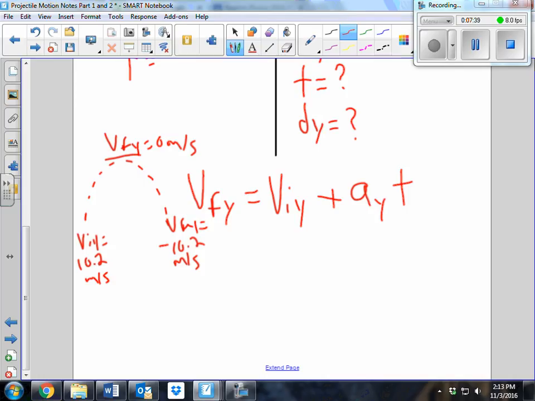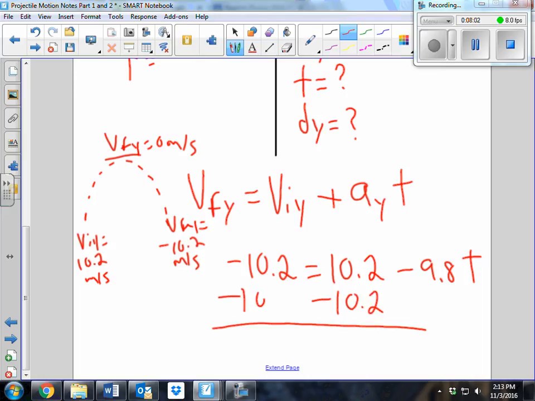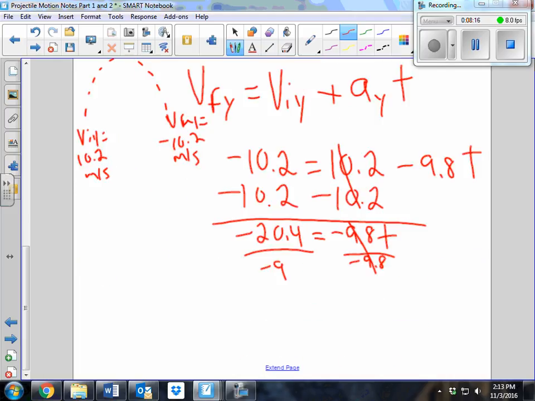So the easy way would be, hey, negative 10.2 equals 10.2 minus 9.8 times time. If you're curious where I got the minus from, it's negative 9.8. A negative times a positive is a negative. So now I have to solve for the t. I've got to get the 10.2 away, so I subtract it out. So I get negative 20.4 equals negative 9.8 t. Divide by negative 9.8. Divide by negative 9.8.